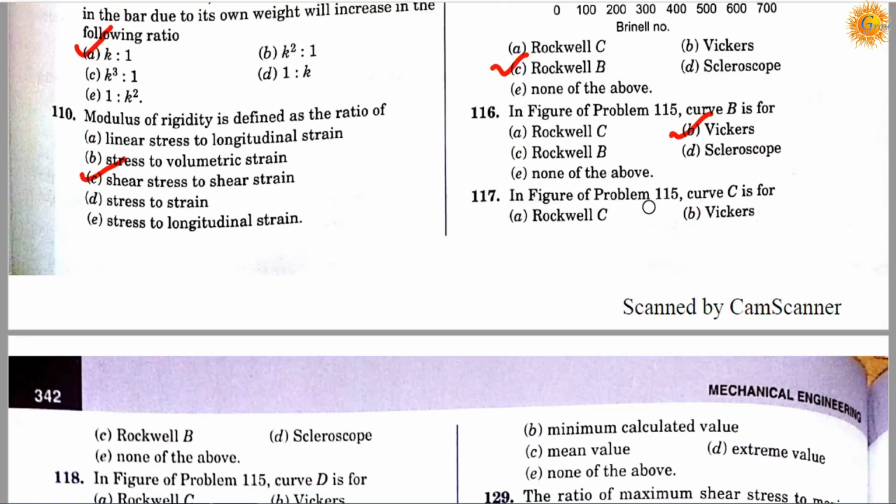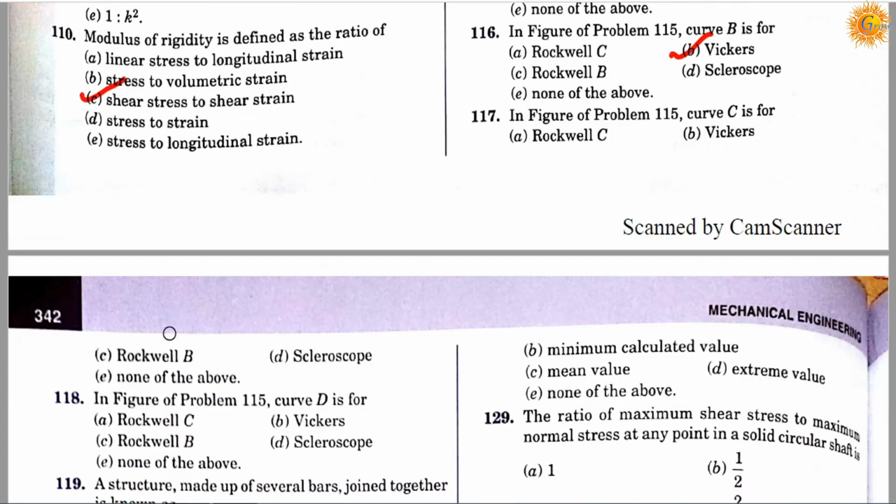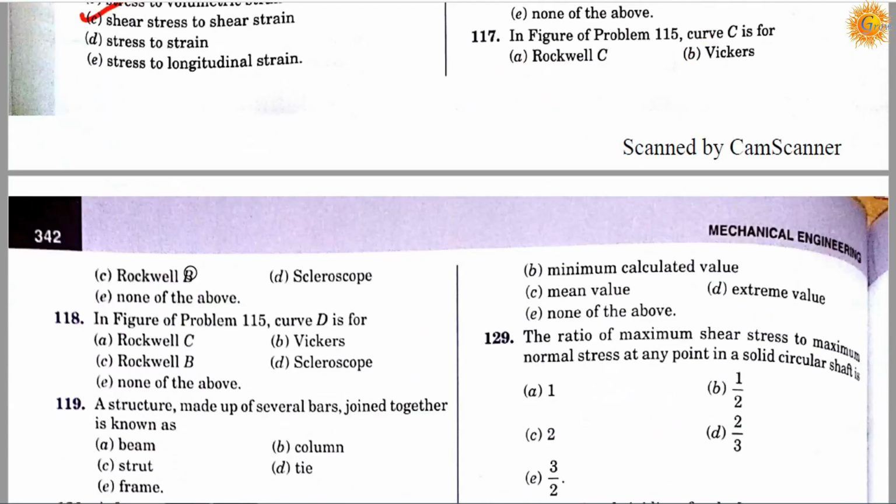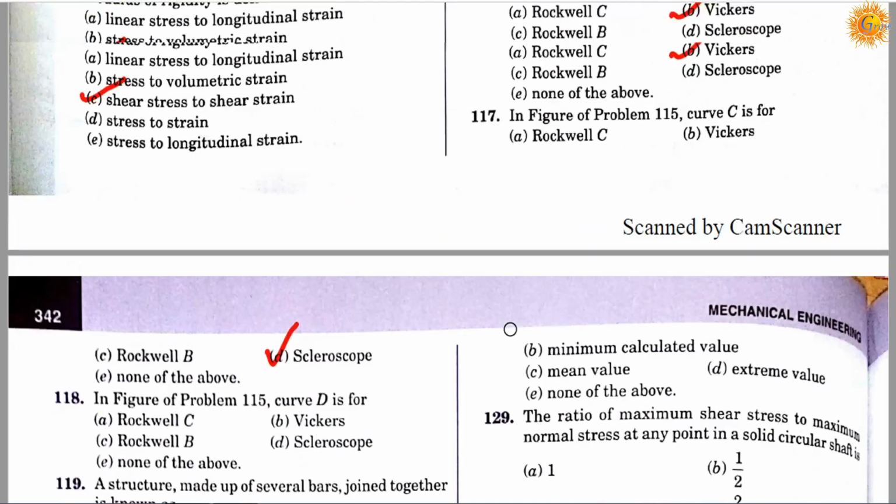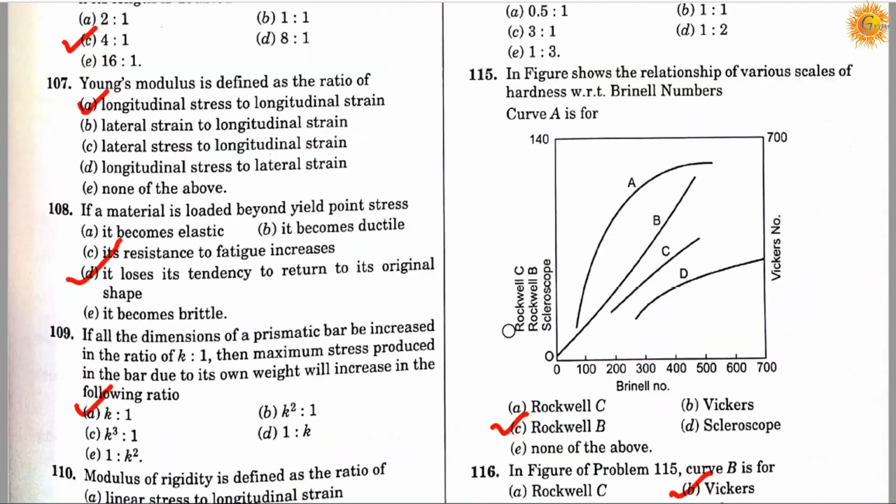Okay. Question number 117. In figure of problem 115, curve C is for option A is Rockwell C, option B is Vickers, option C is a Rockwell B, option D is a scleroscope, and option E is none of the above. So correct answer is D, a scleroscope. It means curve C belongs to scleroscope, this curve.